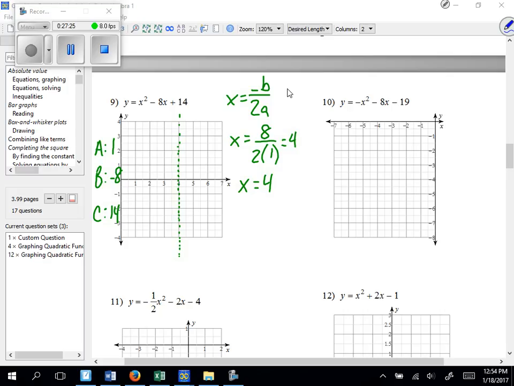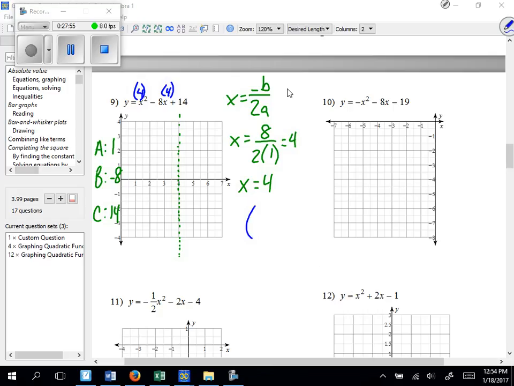So I'm going to go into my equation everywhere where there's an x, put it in parentheses, and figure out what my y value should be. So I have 4 squared, which is 16. Negative 8 times 4 is minus 32, plus 14. You could probably use your calculator for this. I'm trying in my head. I hope I don't mess it up. So I get negative 16 plus 14, which tells me it's negative 2. So I know that my y value is negative 2.